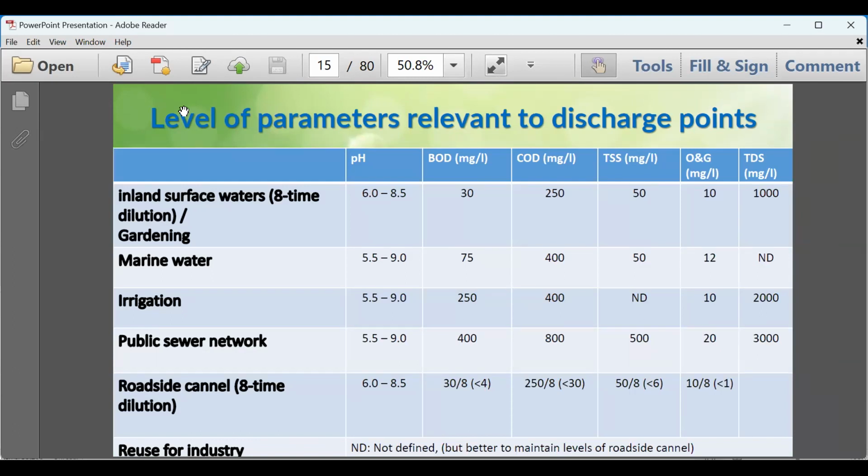According to the table shown, the recommended levels for inland surface waters and gardening are the same. Irrigation and marine water levels are higher than inland surface waters, but lower than the level of the public sewer network. On discharge into road canals, if it joins a flowing water body where it can be diluted 1:8, the inland surface water level is acceptable. But if not, they need to dilute by adding fresh water or treat up to the diluted level. For reuse, it is not defined. There is no regulation. However, it depends on the purpose of reuse.